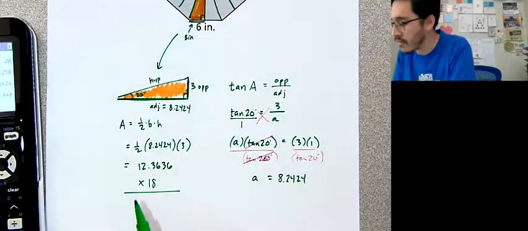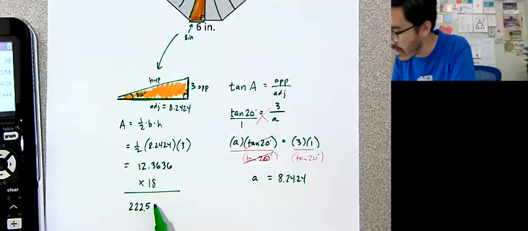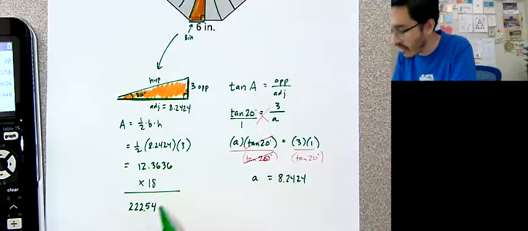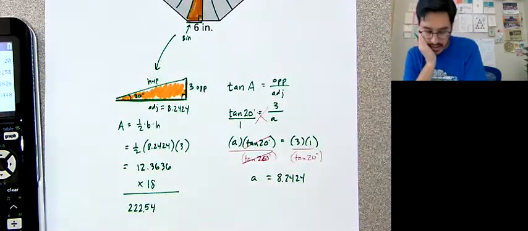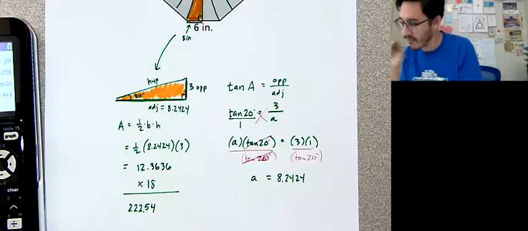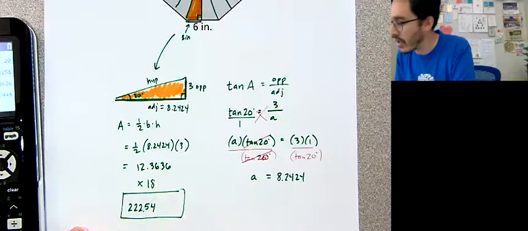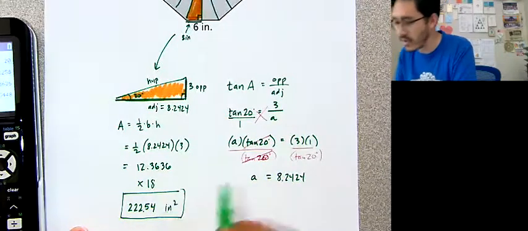Okay, and now that this is my final answer, 222.54. All right, we're going to go ahead and round to 2 decimal places. Yep, okay. Cool. Should probably include units, inches squared.